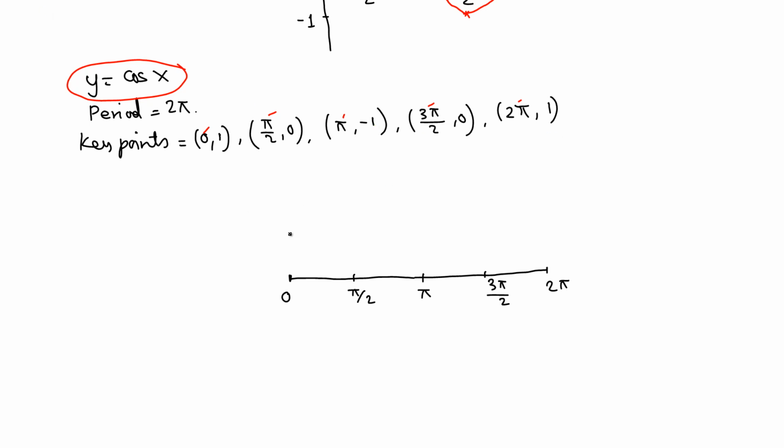And now let's complete this graph. So this is the y-axis, and here is 1, here is negative 1, and this is the x-axis. Okay, so 0, 1. At 0 the y value is 1, so here pi over 2, 0, pi negative 1, 3 pi over 2, 0, 2 pi 1. Let's connect.